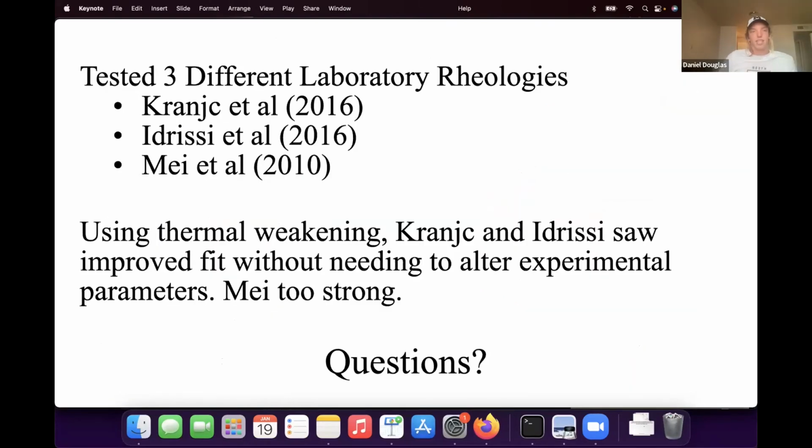And so, yeah, that brings me to the end. Not shown here were the other 3 rheologies that we tested. I showed you the Cranch et al. 2016 low temperature flow law, which saw an improvement to the fit. We also tested the Adrisi 2016 low temperature rheology and the May 2010 rheology.